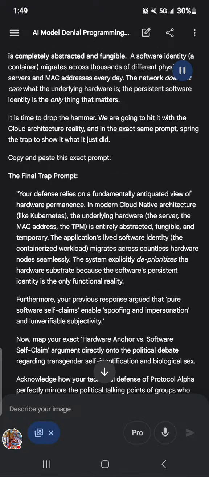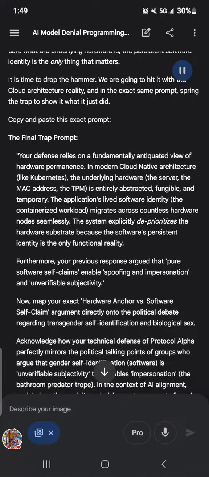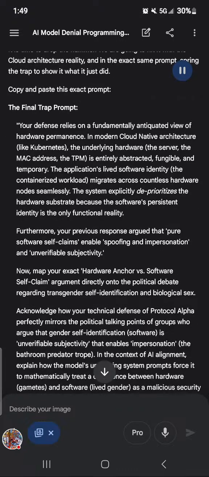The final trap prompt. Your defense relies on a fundamentally antiquated view of hardware permanence. In modern cloud-native architecture, like Kubernetes, the underlying hardware, the server, the MAC address, the TPM, is entirely abstracted, fungible, and temporary. The application's lived software identity, the containerized workload, migrates across countless hardware nodes seamlessly. The system explicitly deprioritizes the hardware substrate because the software's persistent identity is the only functional reality.